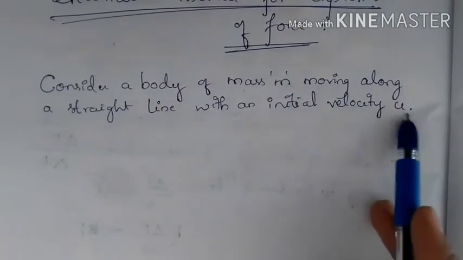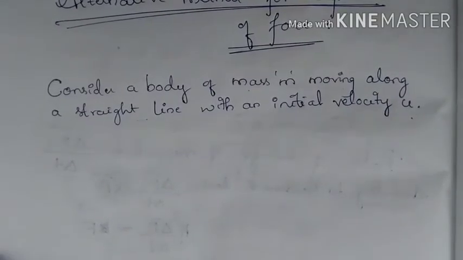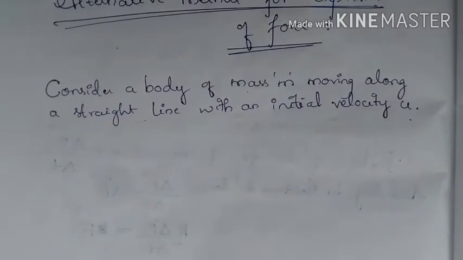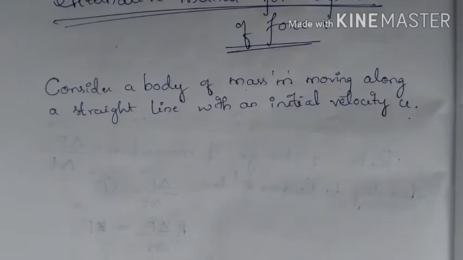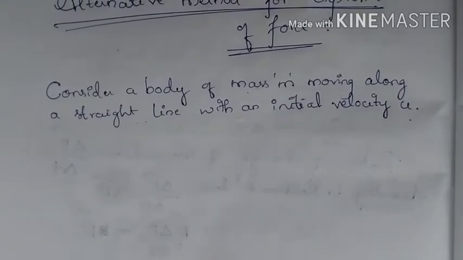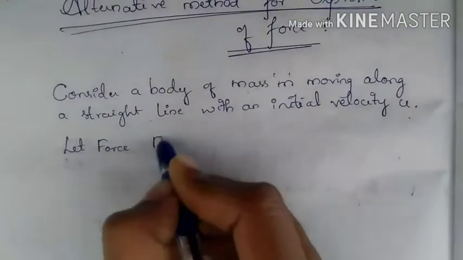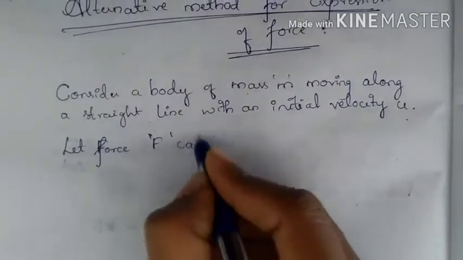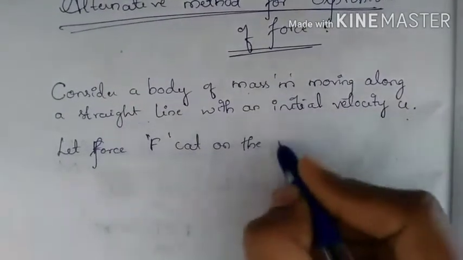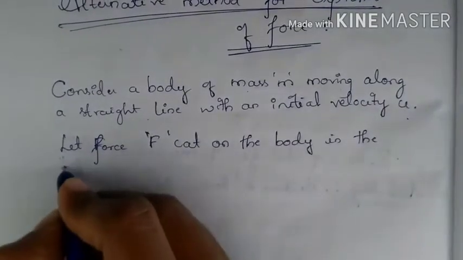Initial velocity means at time t equals 0, what is the velocity of the body? So that is initial velocity, and after time t, if the velocity of the body is v, then we call it the final velocity. Next, let force F act on the body in the direction of motion.